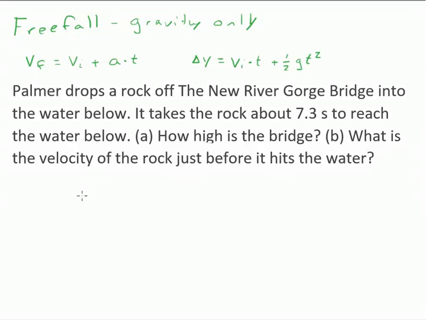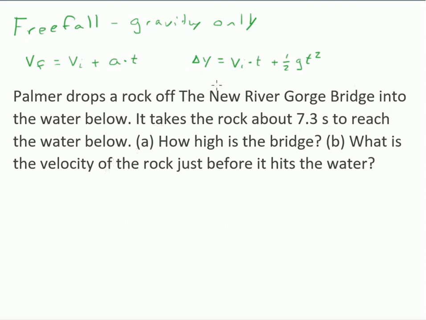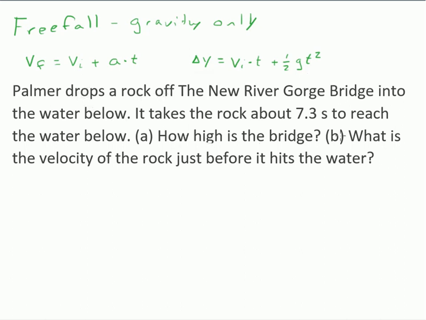Alright, so this video is essentially the second part of this question. We started in the previous video solving some basic free fall situations here, and we solved for how high the bridge is that Palmer was dropping the rock from. In finding that height, we use this equation here. We use the displacement, the vertical displacement, equals the initial velocity times time, plus 1/2 the acceleration due to gravity times the time squared. And so in this one here, part B, we're going to find the velocity of the rock just before it hits the water.